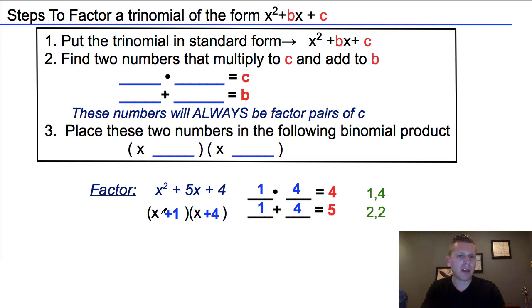If I want to check my answer, all I have to do is FOIL this expression and make sure that it equals x squared plus 5x plus 4. You have your standard form, and now we've written it as a product, or factored it. Let's take a look at another example.